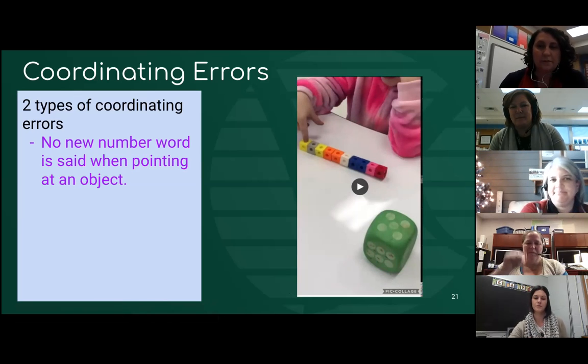So the timing of the words and the pointing is not exactly right. And so she has 10 objects there and she ends up only counting 9 because she moves her finger and doesn't say a new word.